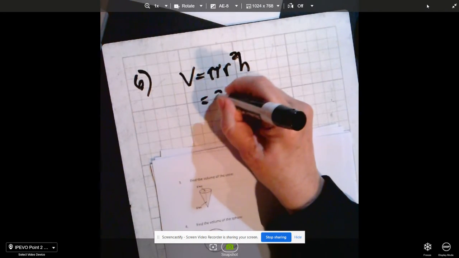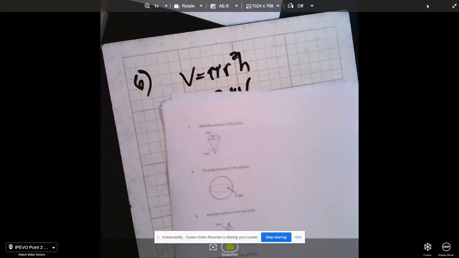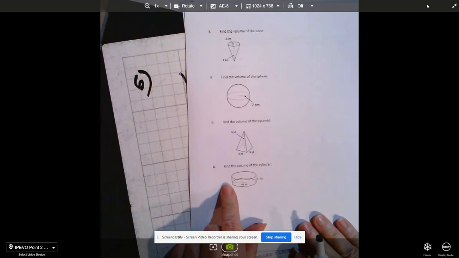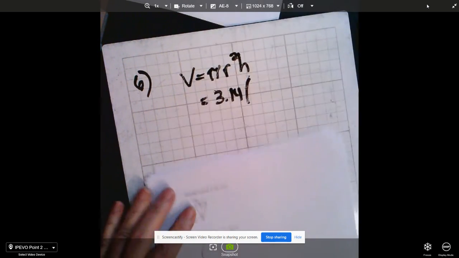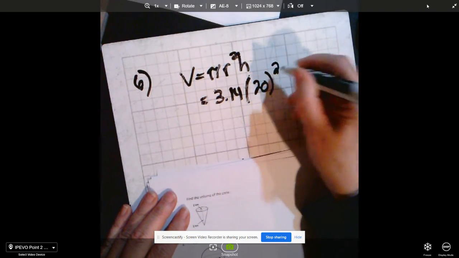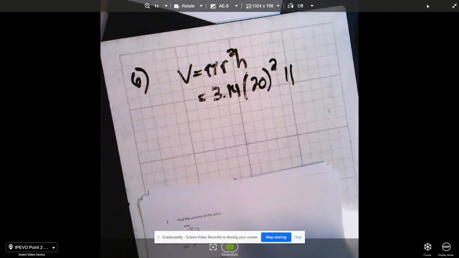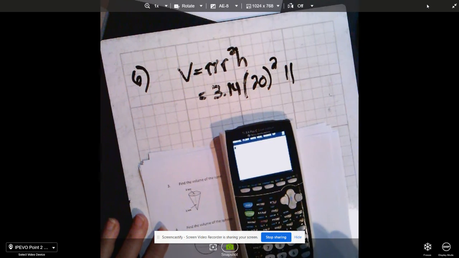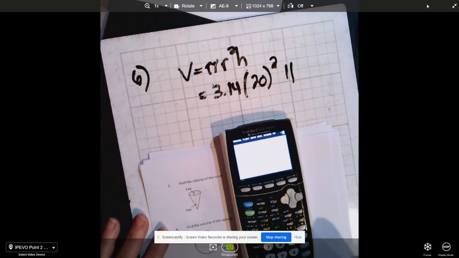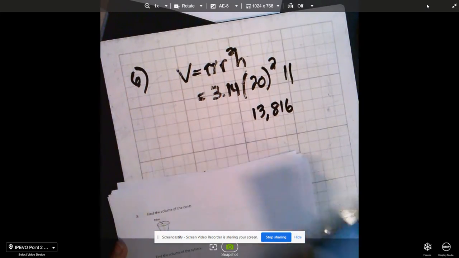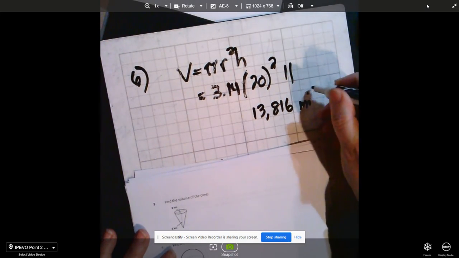So pi, again, we're going to use 3.14. The radius, well, they give me on this one here, they give me that it's 40 all the way across. I don't want the diameter, I want the radius, so I'm going to have to take half of that. So half of 40 would be 20. And the height is the height that would join my two circles, so that would be 11. And so if I put this in my calculator, I'll get 3.14 times 20 squared times 11, and I'll get 13816 miles, because it says miles cubed.